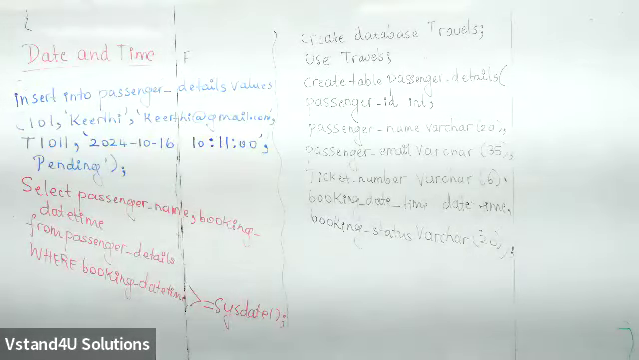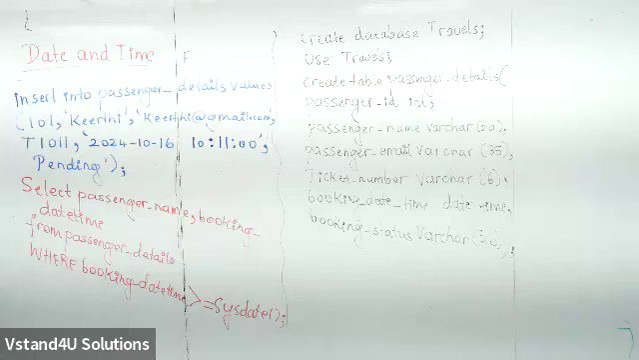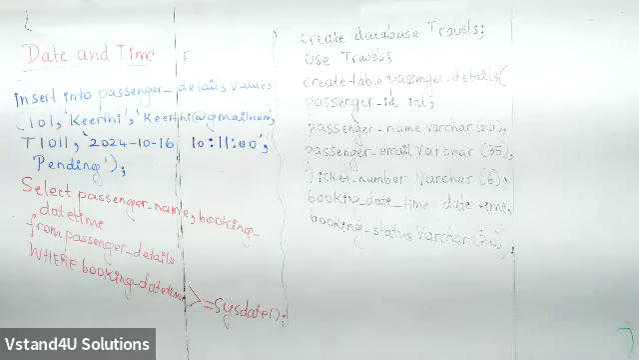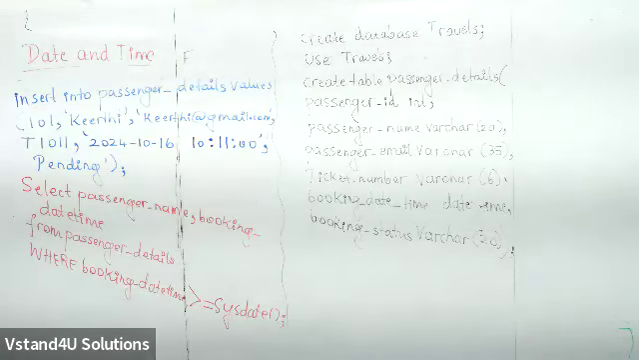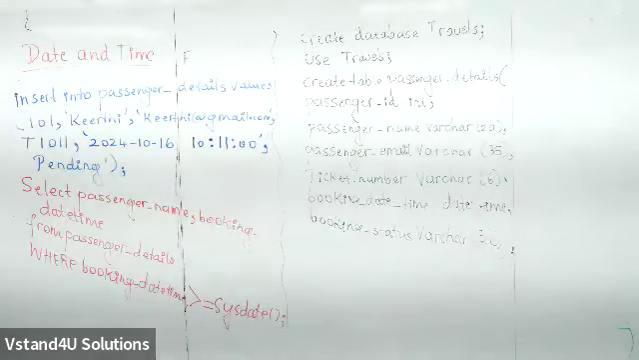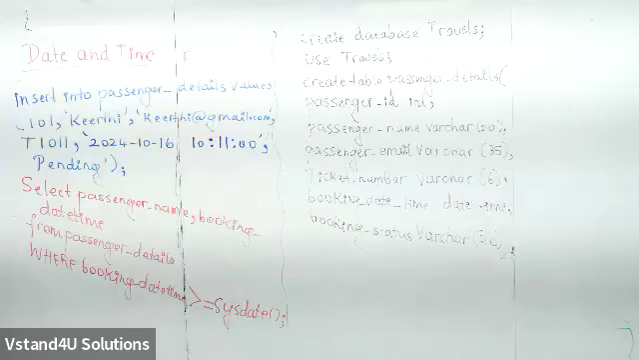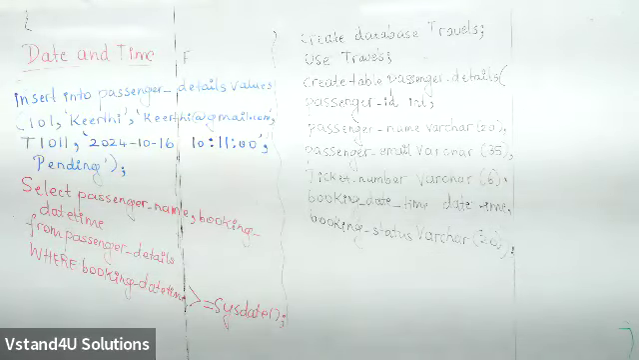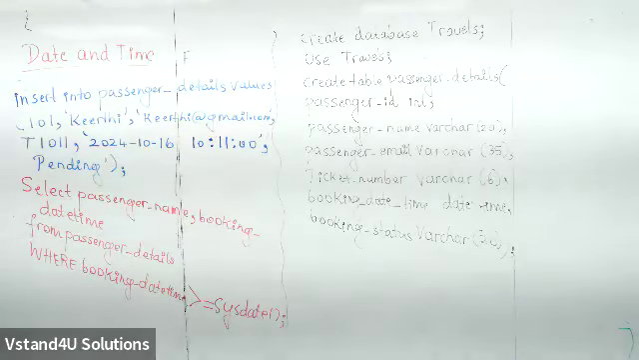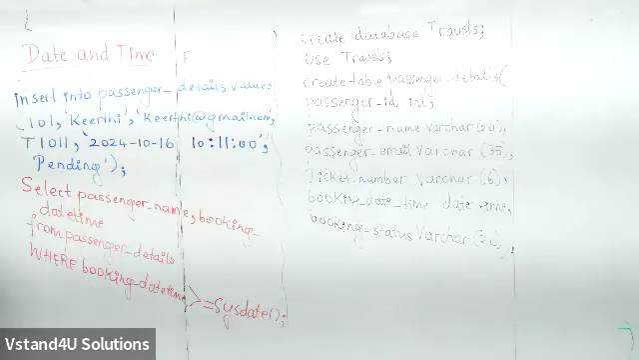Take down the next query. Write a query to display date from 2024, 10 16 2024, 10 hours 11 minutes 0 seconds. Just take down the same date and time format. Now how will you write the query for this?